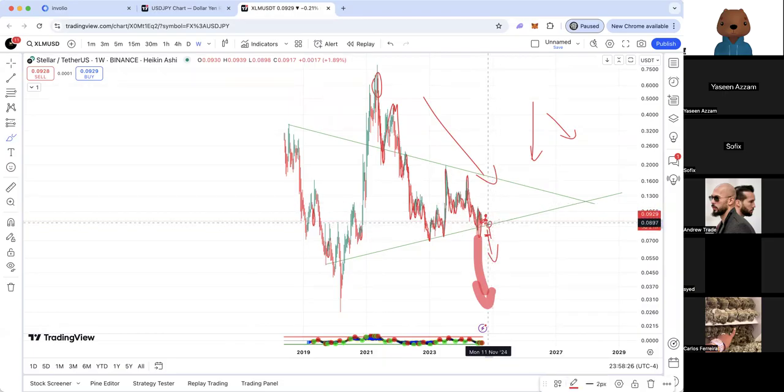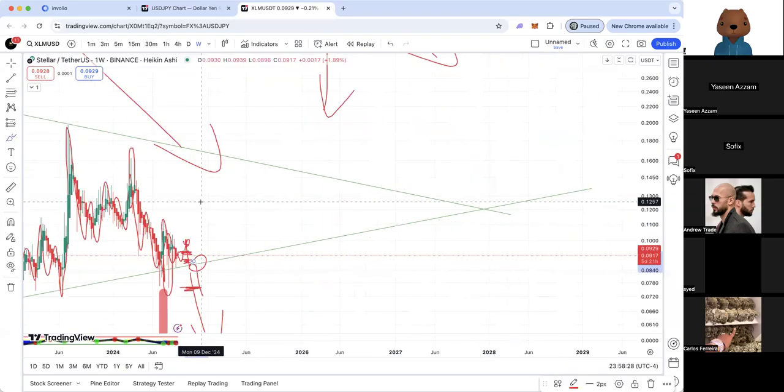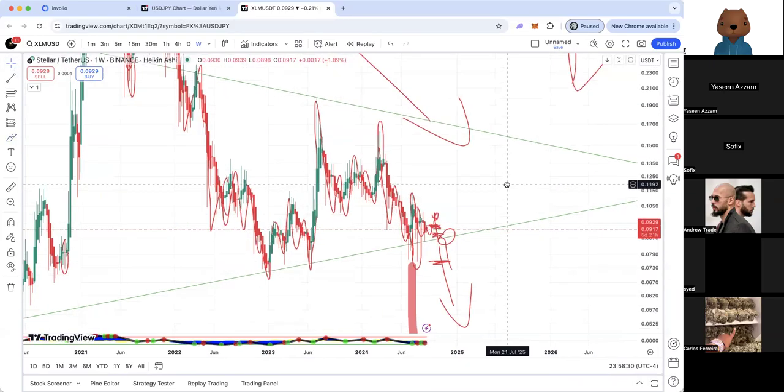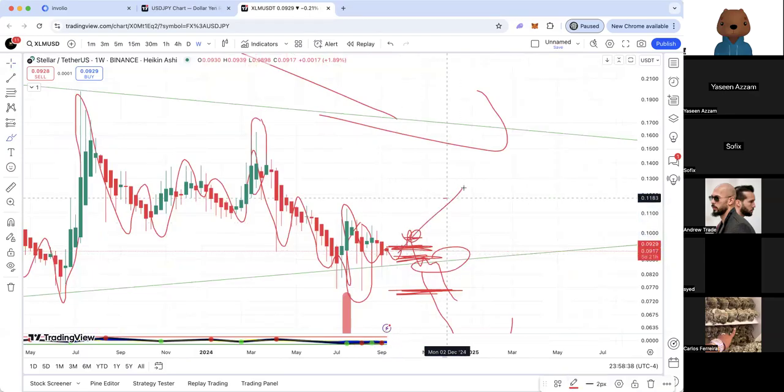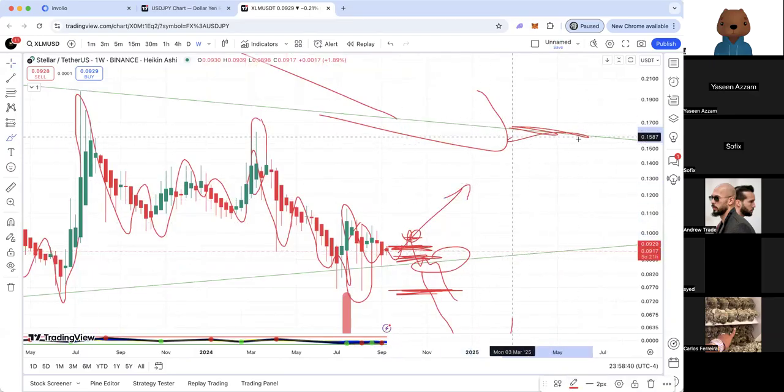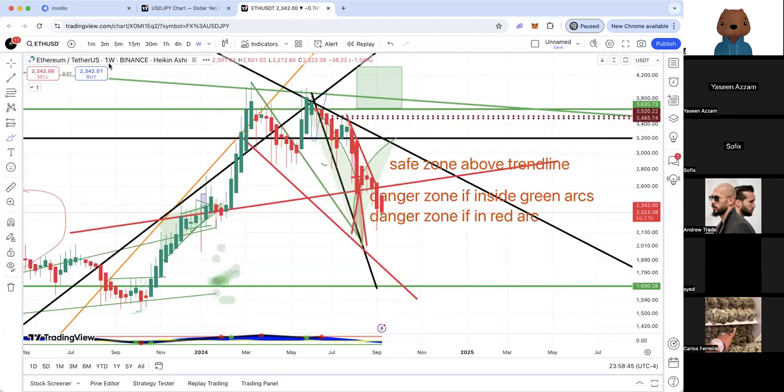So if it does bounce here, if the price does come down to here, like if it does bounce up from here and it forms a green candle, then I would look to long it back up to this level. You see this trend line here? I would look back. I would look to long it back to that level.